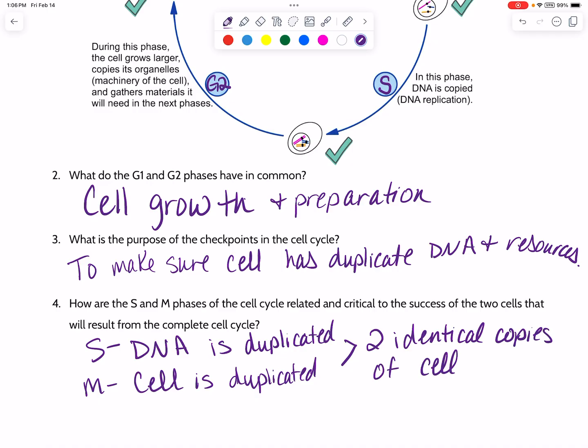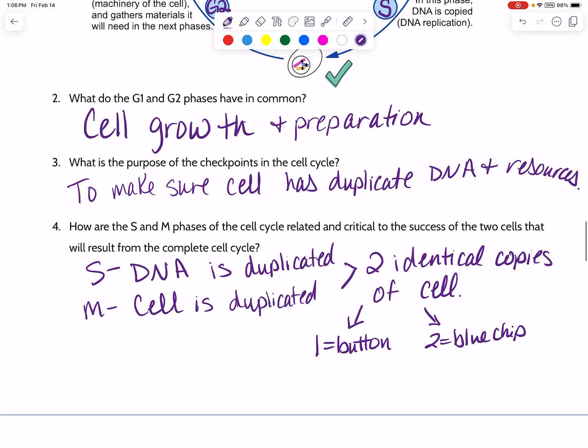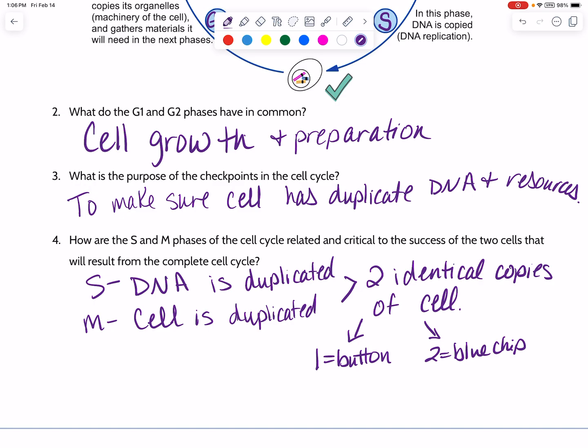Of that cell. So one of those copies would have been your button that you were using to move along. And the second one would have been if you got to the blue chip. So if you were able to make a blue chip in this round, and I just don't think we had enough time. If you would have had enough time, you could have gotten to those blue chips, right? Okay, so that's basically how the cell was supposed to work.